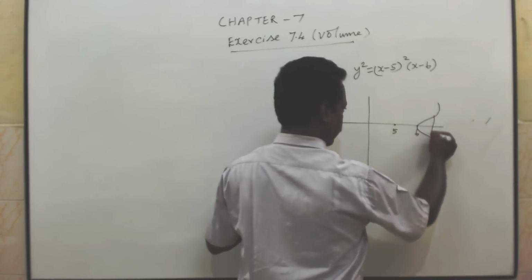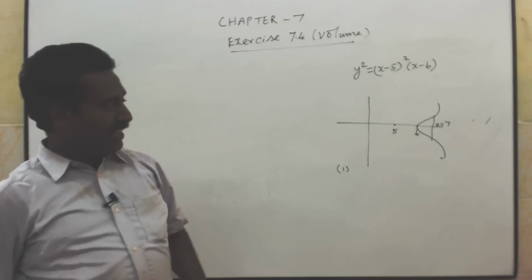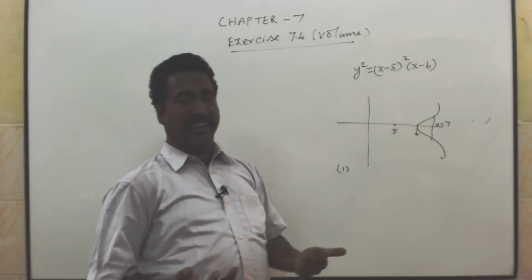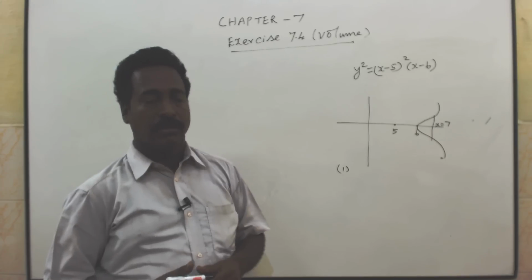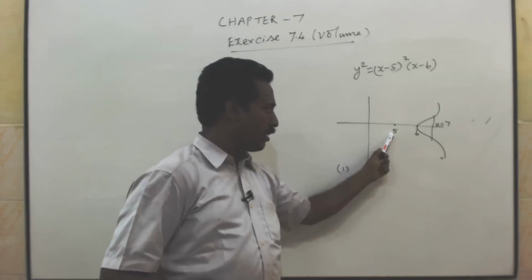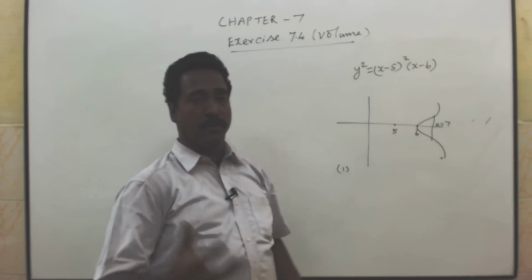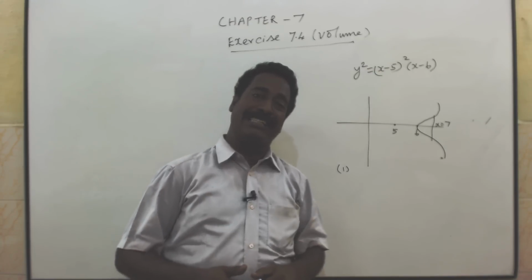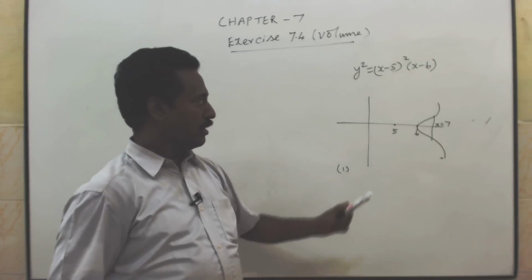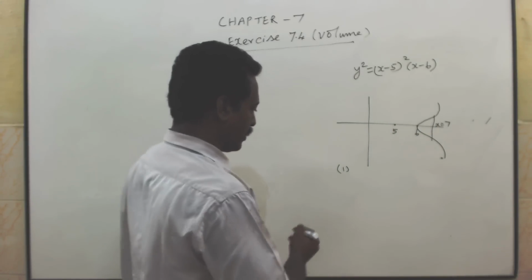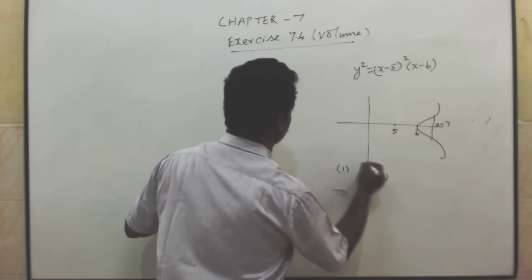So x is equal to 7. The first part: between x equal to 5 and 6 the curve does not exist, therefore the area is 0. Why does the curve not exist? Substitute 5.5 here; it is negative, so y square is negative, y is imaginary, and the curve does not exist. Therefore the area between 5 and 6 is 0. Then we have to find the area from 6 to 7.